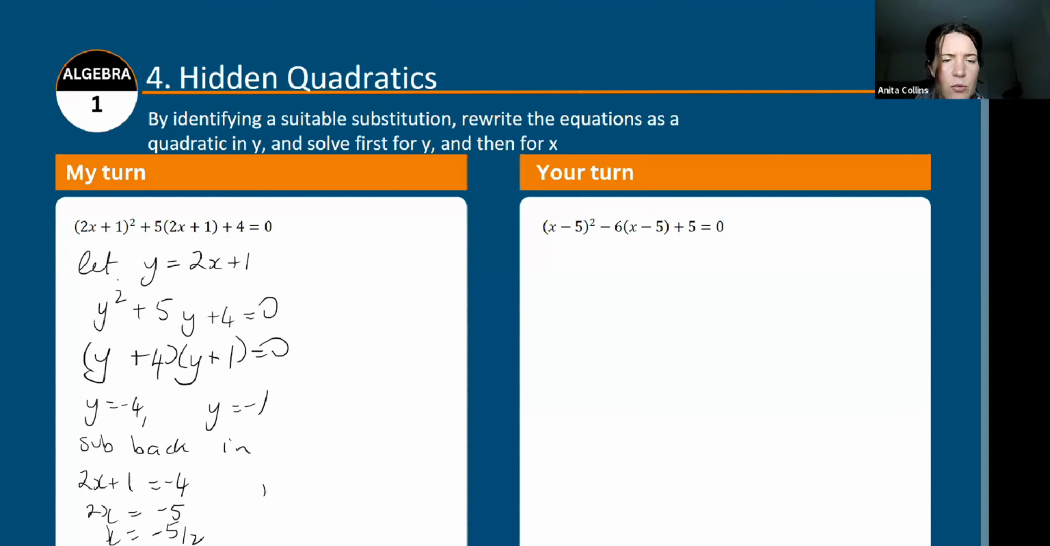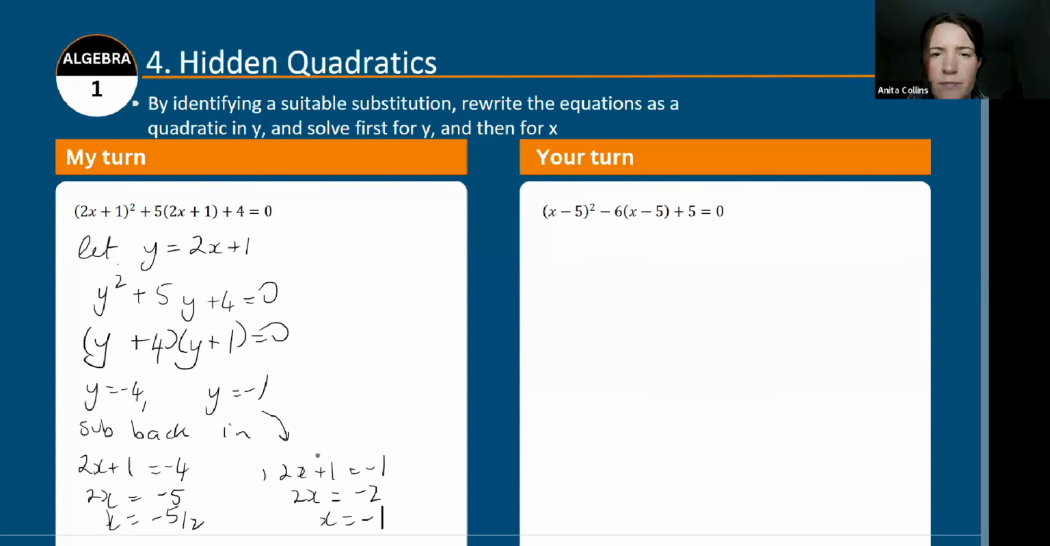And I've then also got, coming from here, 2x plus 1 is equal to minus 1. So 2x is equal to minus 1 minus 1, which is minus 2. x is equal to minus 1. So those are my solutions. Again, you can sub back in if you want to check. Pause and have a go at the next one.